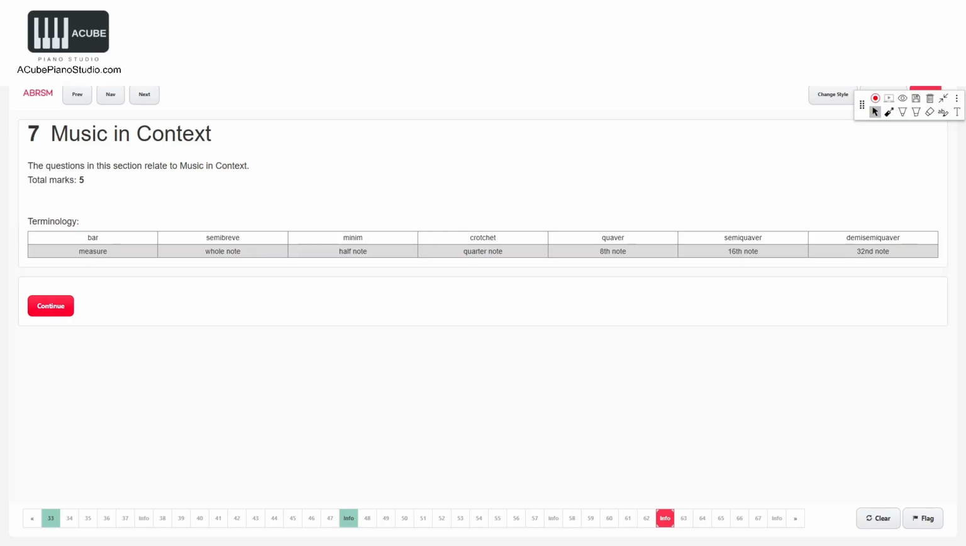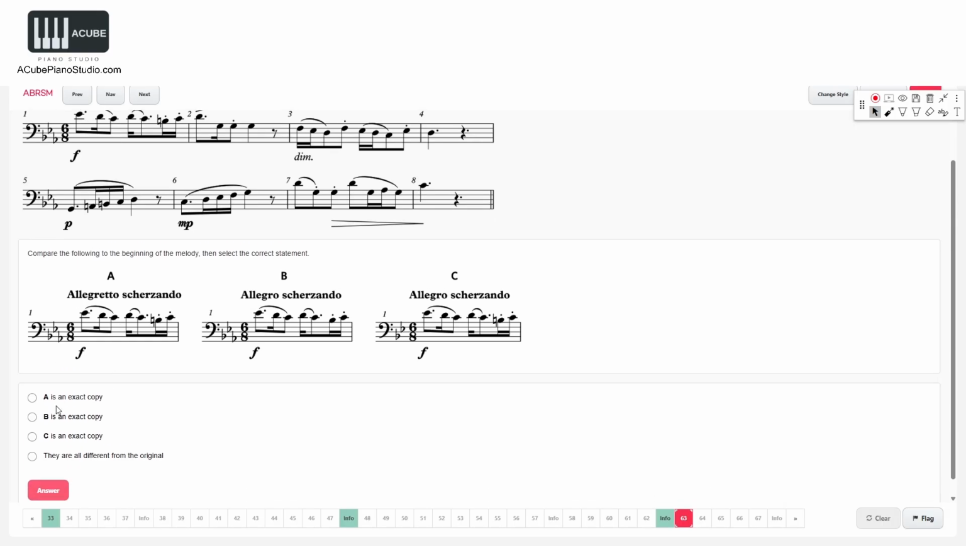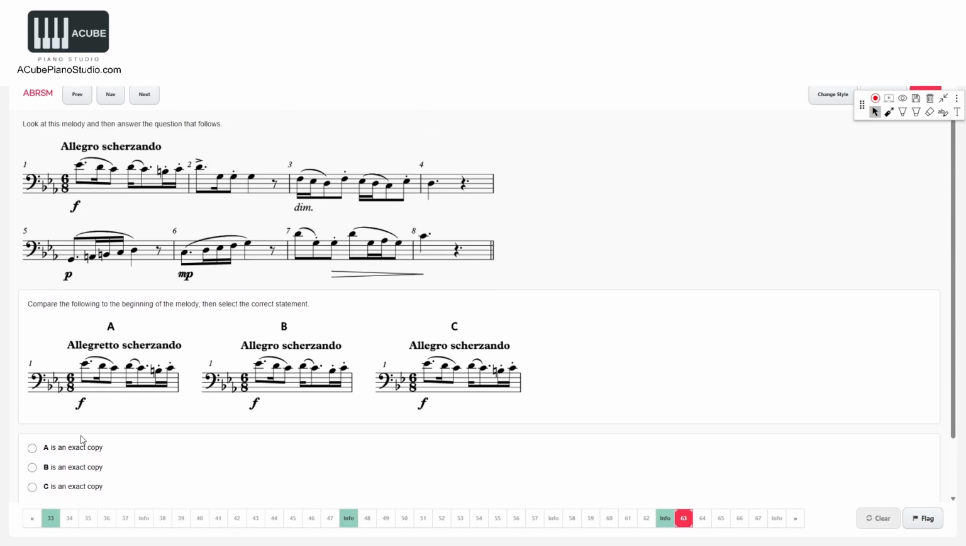Now let's move on to music in context. So in this question, you are asked to look at the melody, then you need to compare the following to the beginning of the melody. Beginning of the melody refers to bar 1, then select the correct statement. So for this one, you are asked whether it is an exact copy or not. When we are looking at whether it's an exact copy, you need the same tempo, the same dynamics, the same articulation, the same tempo terms here.